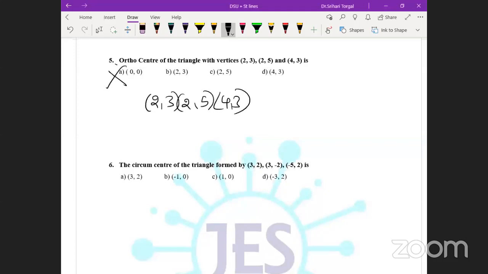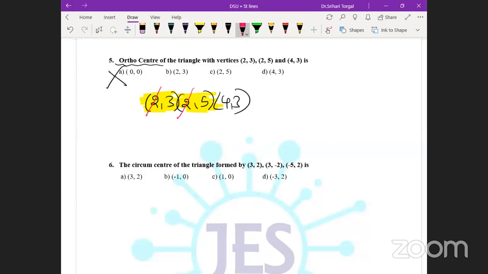To get the orthocenter, check out what is the point which is common. First point and second point, what is that coordinate which is equal? Check which coordinate is the same. 2, right? Correct, exactly. 2 is, you cancel that 2.